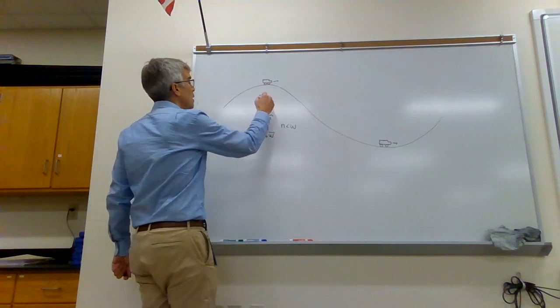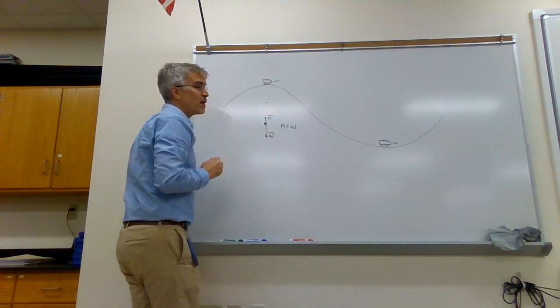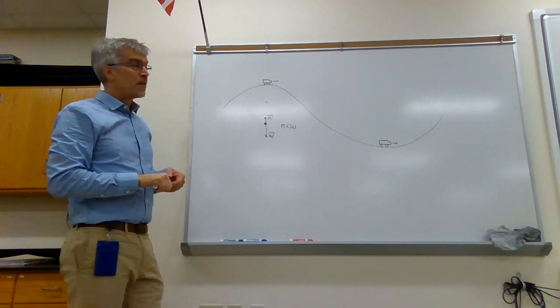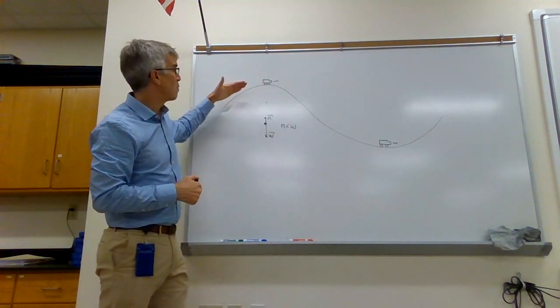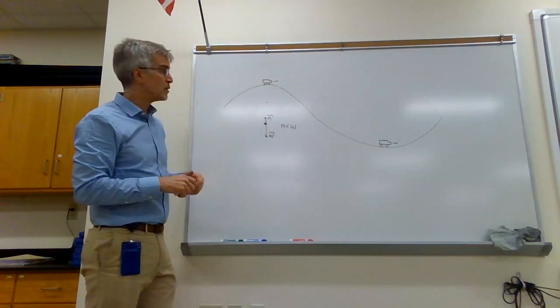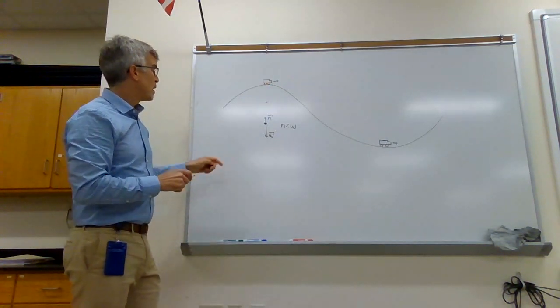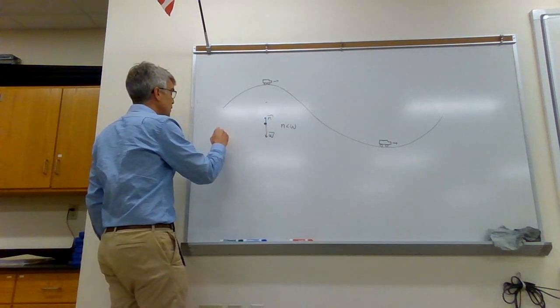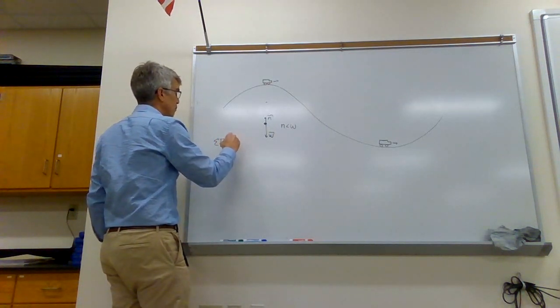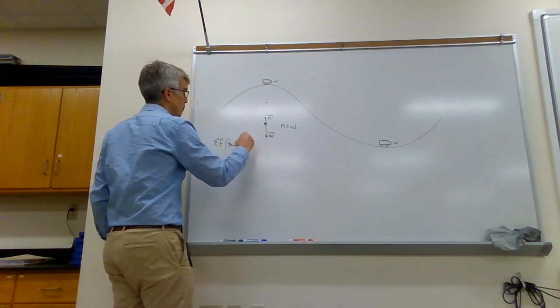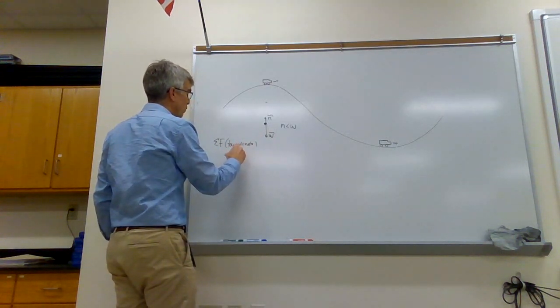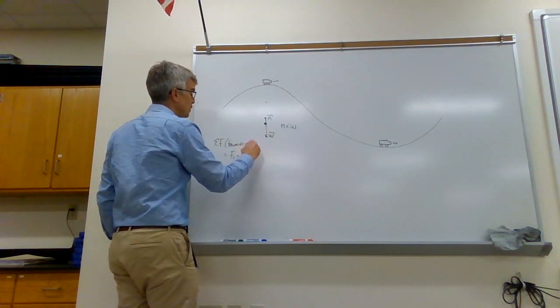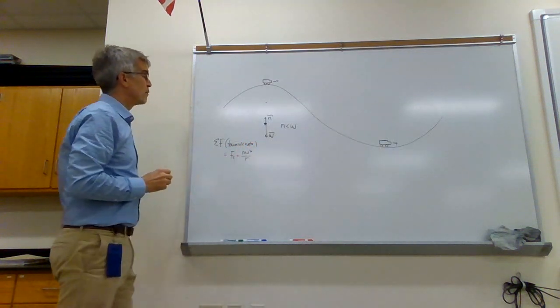All right, so in order for this car to navigate this curve, there has to be a net force toward the center of the curve, or else the car will keep going off on a tangent path. Now, this net force toward the center of the curve is called the centripetal force, which equals mv squared over r.